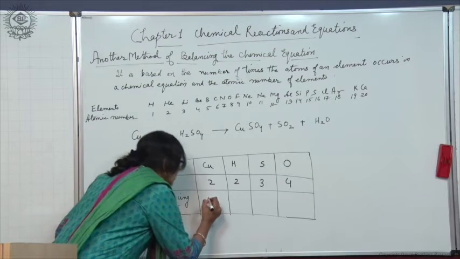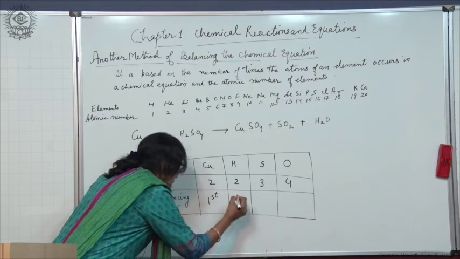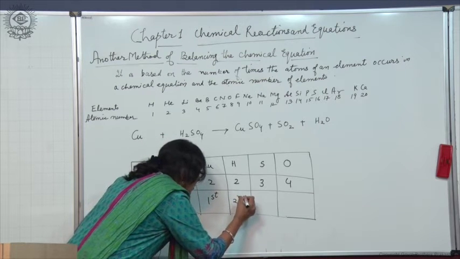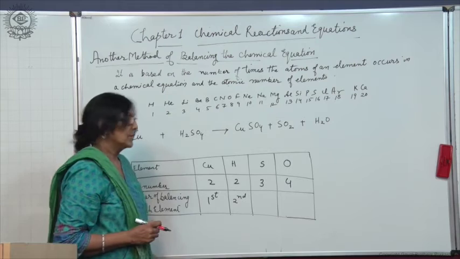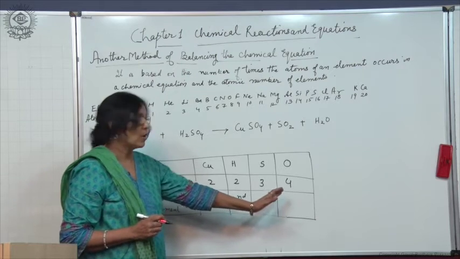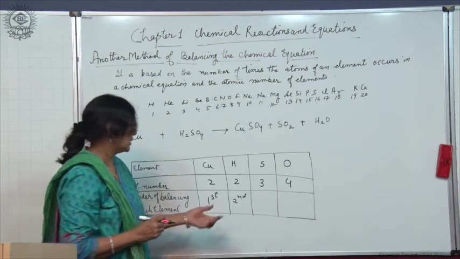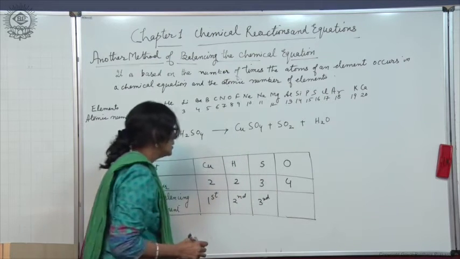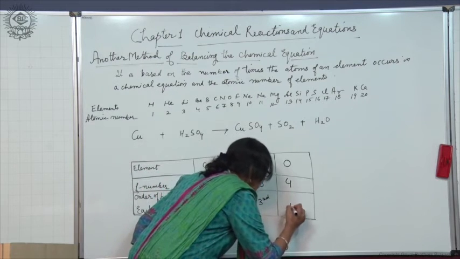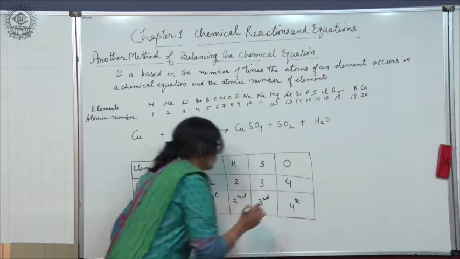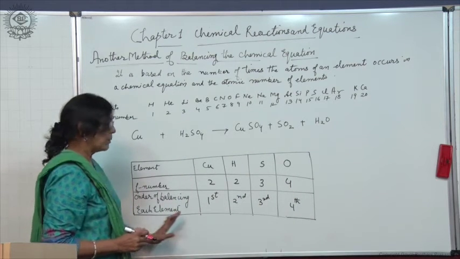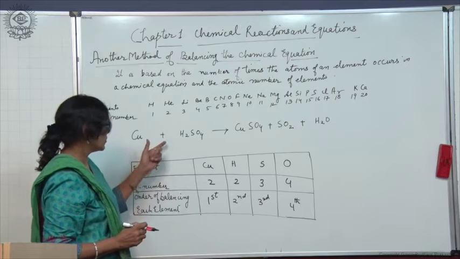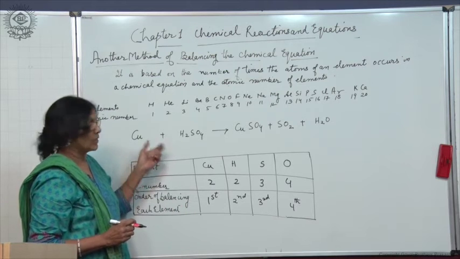So, it has to be balanced first and hydrogen has to be balanced second, and then in increasing order of frequency number we will balance the other atoms. So, the order of balancing of sulfur is third and that of oxygen is fourth. So, after completing this table, now we can start the balancing of the chemical equation.